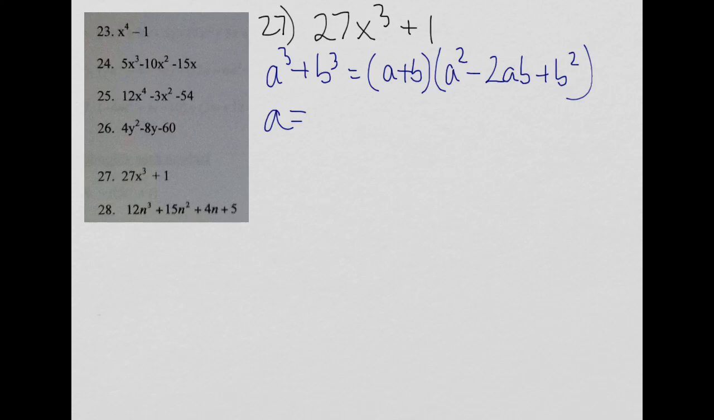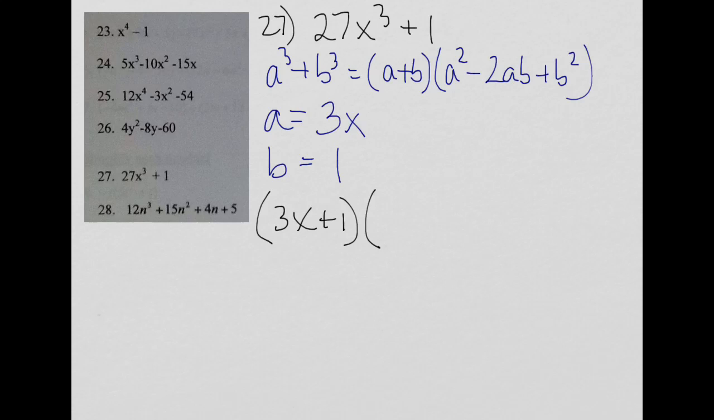So a is the number multiplied 3 times to give me 27. That would be 3, 3 times 3 times 3, and also the x. B would be 1, because 1 times 1 times 1 is 1. So now we need to set up the actual answer. So a plus b, so we have 3x plus 1.